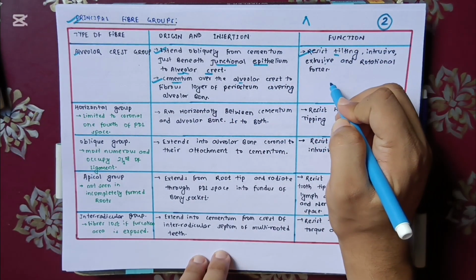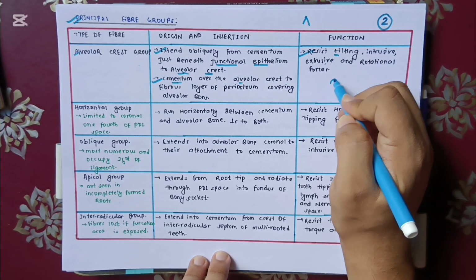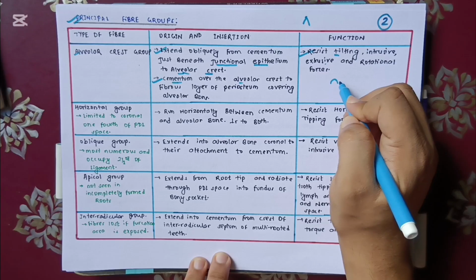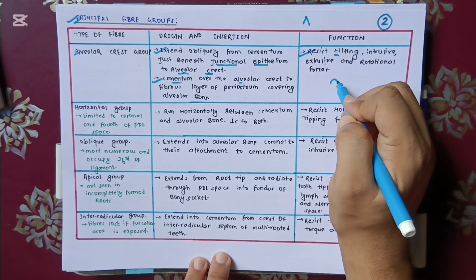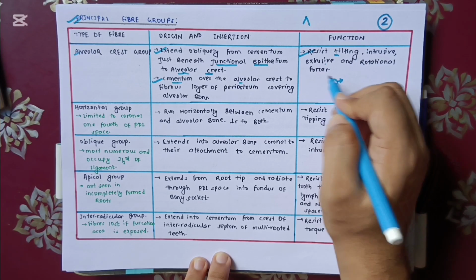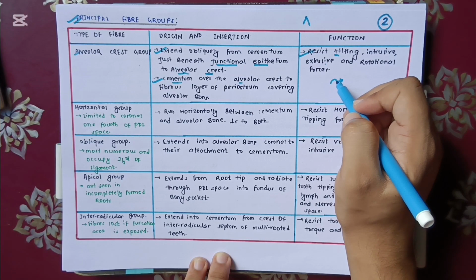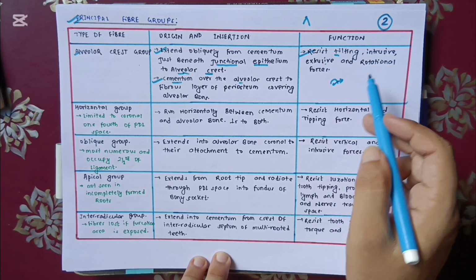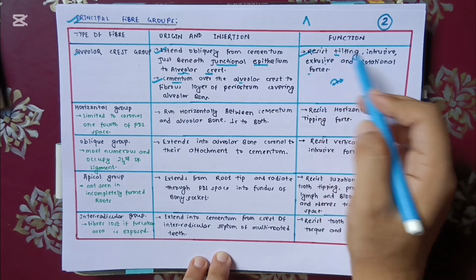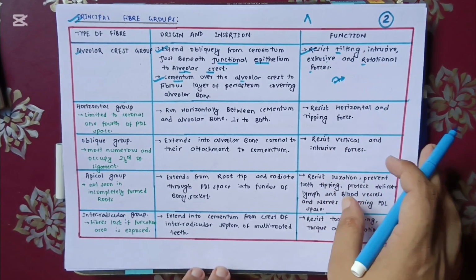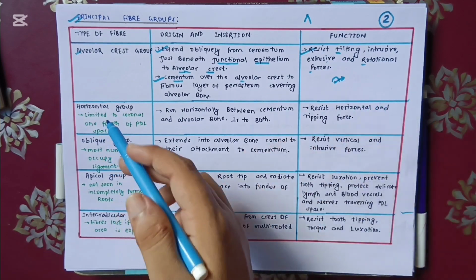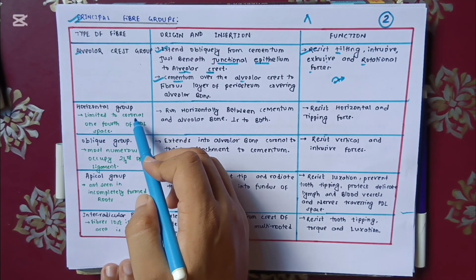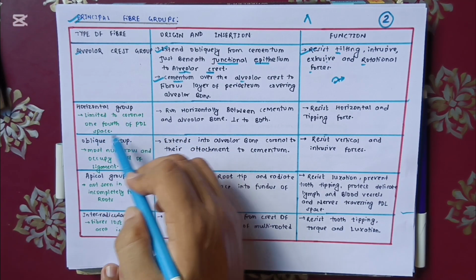If this is a tooth arch, a maxillary arch, and the force is applied in such a way that the teeth are pushed outward, then it is an extrusive force, and if the teeth are pushed inward, then it is an intrusive force, and also the rotational force. So these are the four different kinds of forces, you can remember that. After that, our next fiber is the horizontal group of fiber. It is limited to the coronal 1/4 of the PDL space.